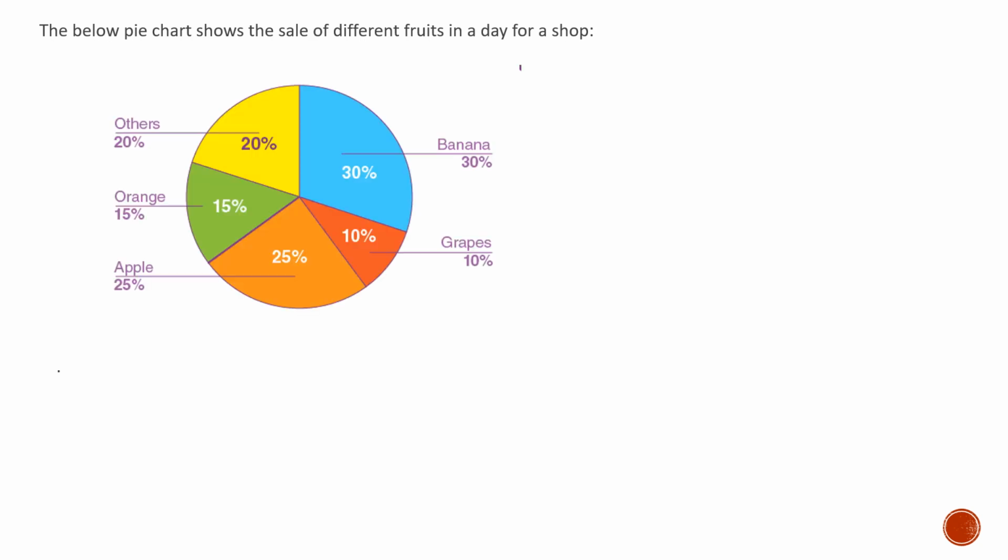Okay. One more problem on pie chart. The below pie chart shows the sales of different kinds of fruits in a day for a shop. So we have different colors representing different fruits. The sales of banana is 30%, sales of grapes is 10%, sales of apple is 25%, sales of orange is 15%, and sales of other fruits 20%.